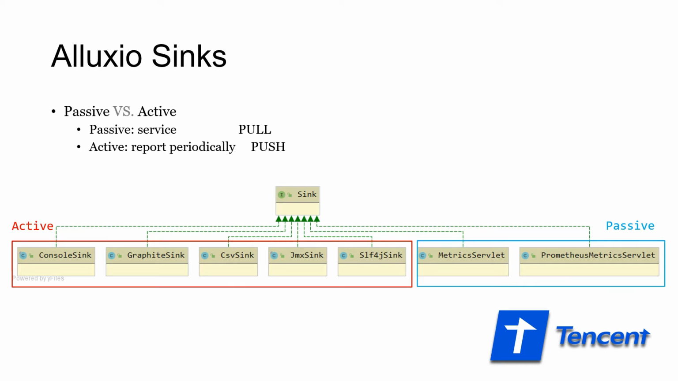These are the things Alluxio supports. For example, the console sink, the CSV sink, and the Prometheus sink. They all implement the sink interface. It's a base interface. So in general, these sinks can be divided into two kinds, the passive sink and the active sink. The difference between these two kinds of sinks is the way we get the metrics. I'll give you some examples to figure out the difference between these two kinds.